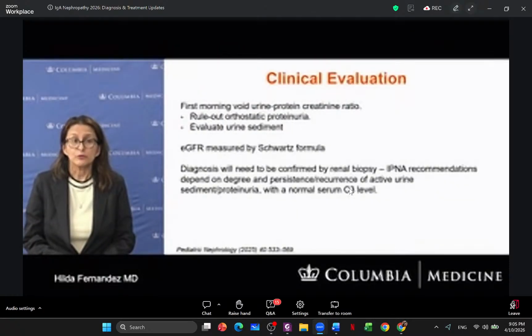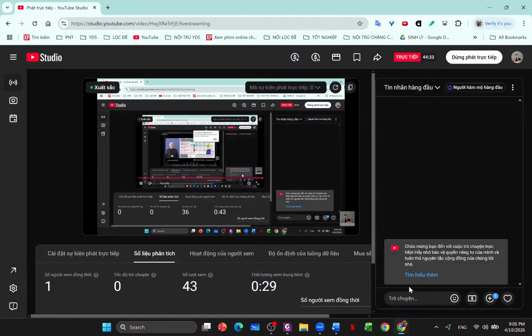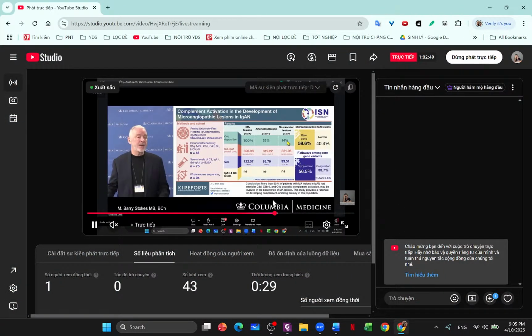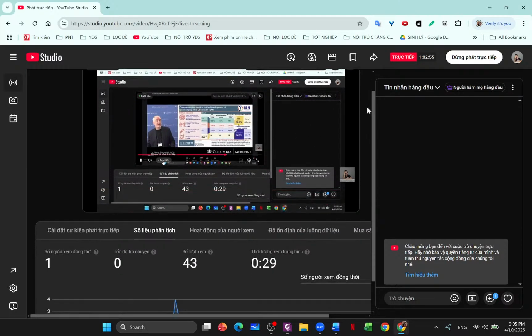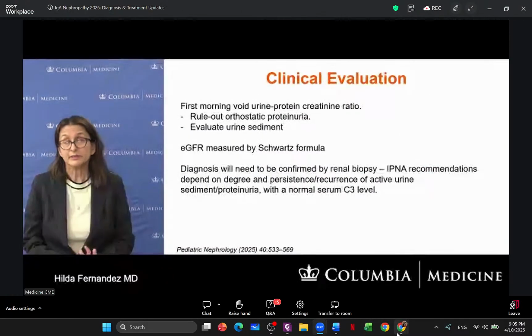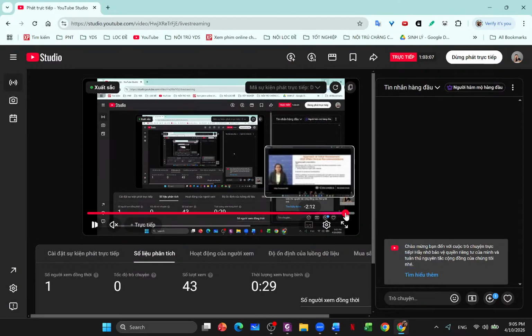In our clinical evaluation, there are various steps. You're going to be looking at the patient as a whole. Are they hypertensive? Are they fluid overloaded? But some things that you must evaluate for, particularly in children, are the first morning void UPC, because we're trying to rule out static proteinuria in these cases, which is quite common in adolescents and children. And we're also evaluating the urine sediment as we would with any other patient.